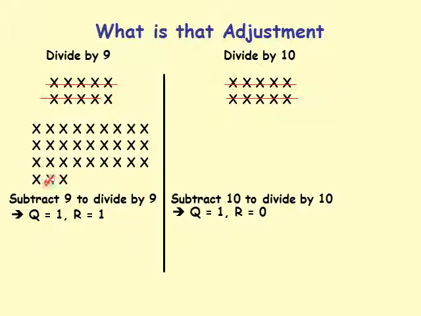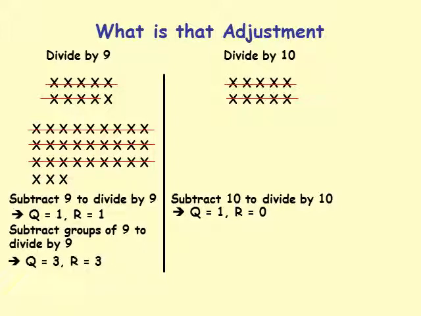Okay, let's see. We are first going to divide by 9. So how do we divide by 9? We subtract our groups of 9. Let's do one group here, 2, 3. We got 3 groups. That means quotient is 3, and what's left over? 3. 1, 2, 3. That means quotient is 3 and remainder is 3.